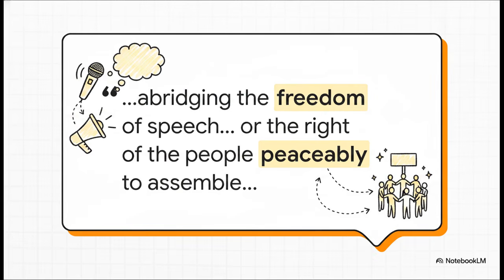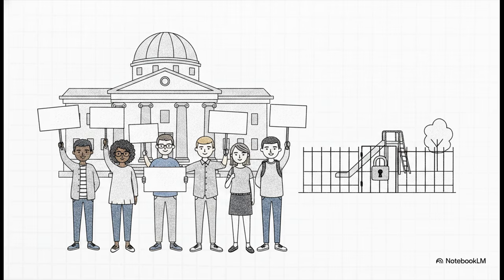Pay special attention to abridging the freedom of speech and the right of the people peaceably to assemble. The founders specifically wrote this so citizens could voice their opinions and gather together without fear of the government just shutting them down. So, what does this actually look like in real life? Well, look at this scenario. Students gathering peacefully at City Hall to protest a town park closing.